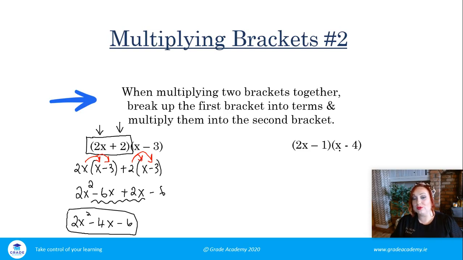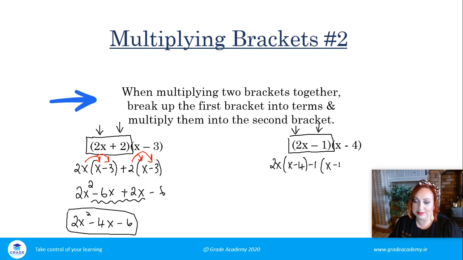So again, those 2 brackets are multiplying by each other. You take the first bracket, you divide it up into its individual terms, and you multiply them all into the second bracket. So you're going to have 2x bracket x minus 4 minus 1 bracket x minus 4. And again, we're back on familiar ground and we're multiplying that 2x into the first bracket and the minus 1 into the second. So we get 2x squared minus 8x minus x plus 4.